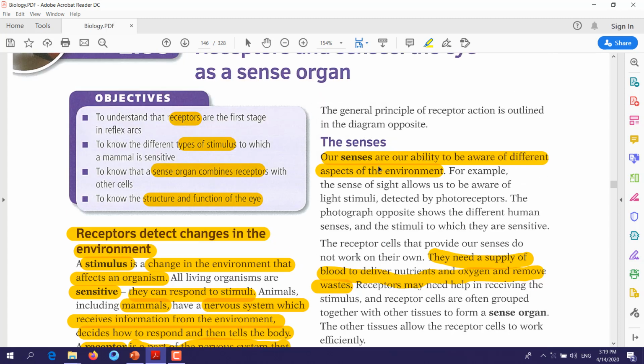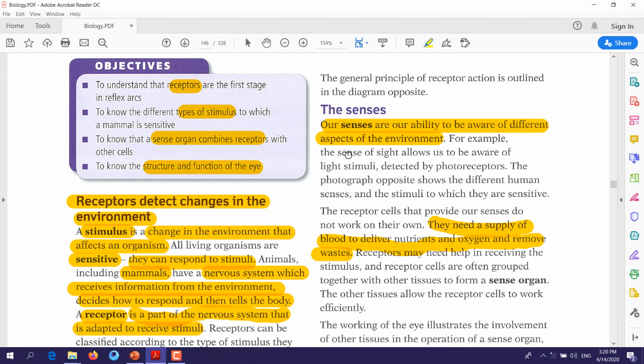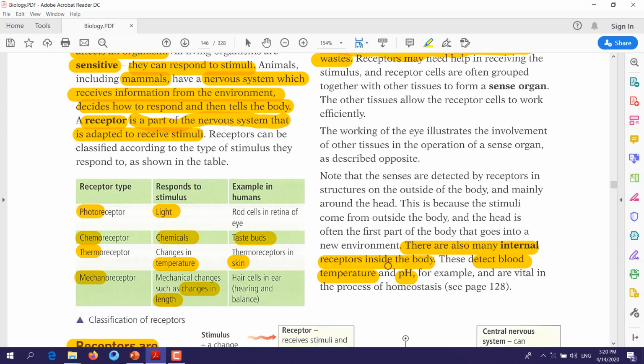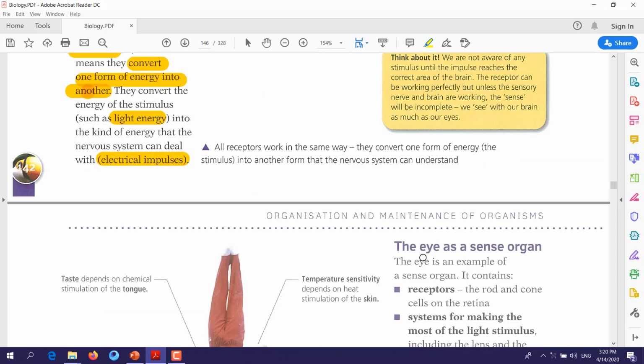Again, senses, our body senses, are our ability to be aware of different aspects of the environment. We feel the environment by our senses. These senses have receptors. These receptors are either internal or external. External means it's outside the head. It detects or responds to a change in the environment. In addition to that, we also have some internal receptors found inside the body. An example of internal receptors is the receptors that detect the blood temperature and pH.